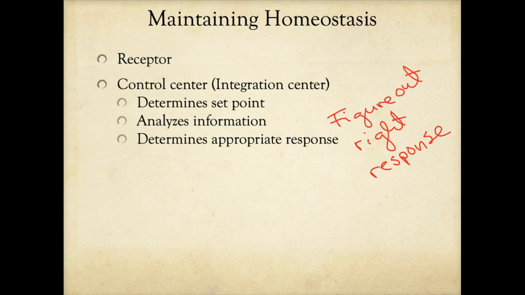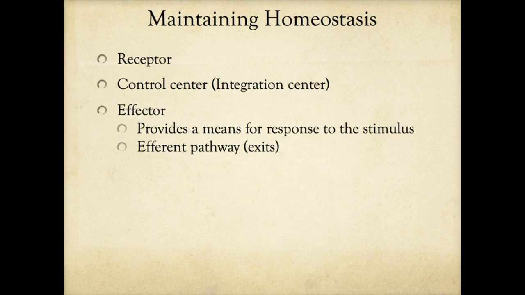So in this case, we actually need the right response. If you're hot, you don't want to start shivering because that would increase the temperature. If you're cold, you don't want to start sweating because that would actually make you cool off more. So the right response is the whole point of the integration center, the whole point of the control center. It figures out, okay, this is what information's here, this is what the appropriate response is, and then it sends that response to the effector.